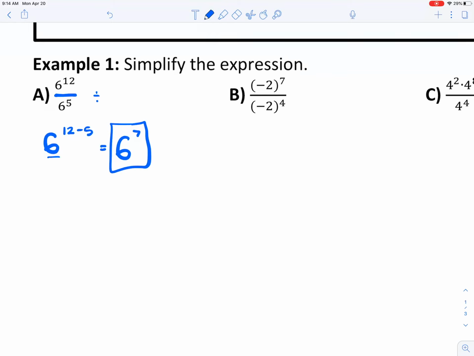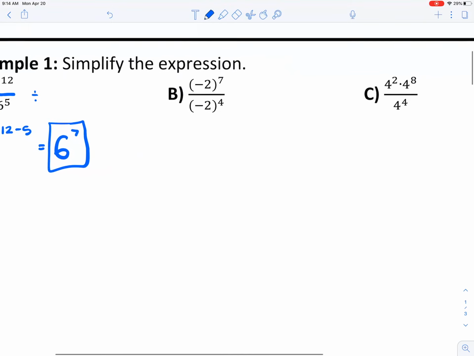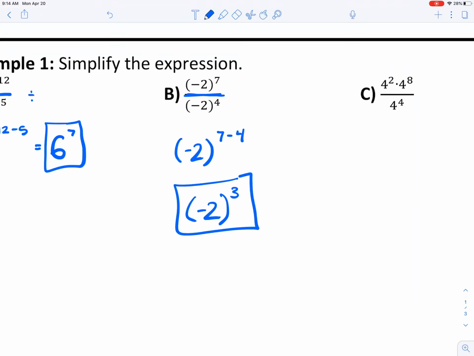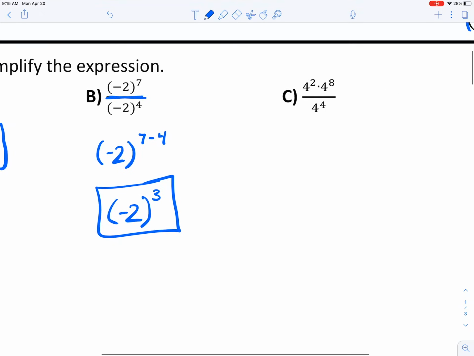So it's 6 to the 7. And notice that this base, this 6, stays in the answer. All right, the next one, same thing. This is a division, so I take my exponents and I subtract them. 7 minus 4 is 3, so it's negative 2 to the third power.